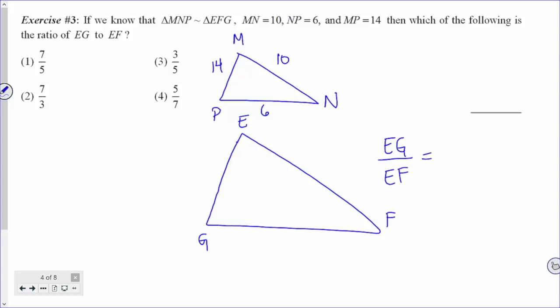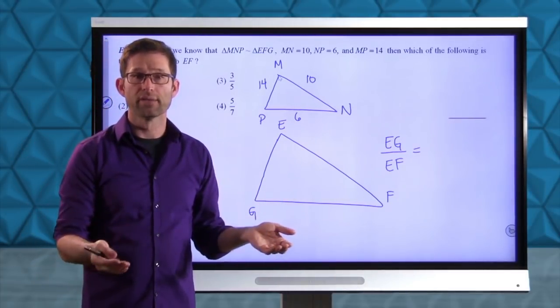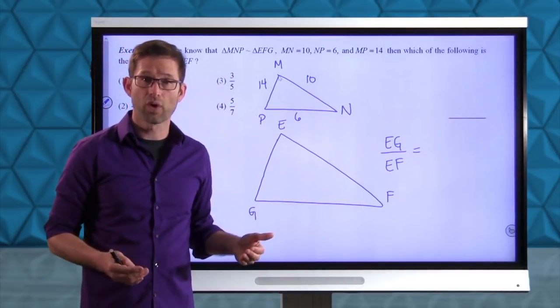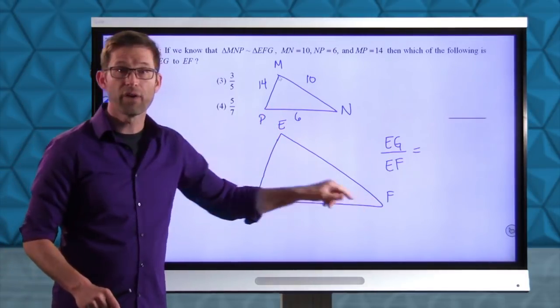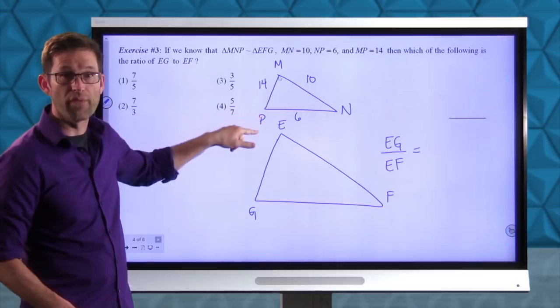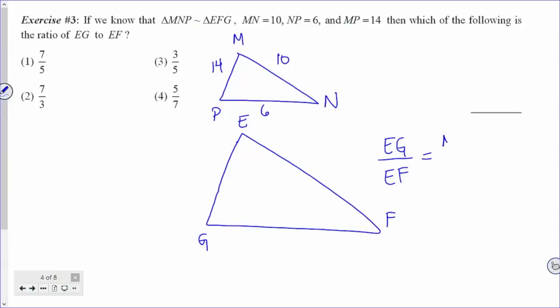And again, the idea here is very simple, right? The ratio of relatively positioned sides is equal between two similar triangles. Well, if I want the ratio of EG to EF, that's going to be the same as the ratio of MP to MN, right? That's got to be MP to MN, and that's 14 to 10, which reduces to 7 to 5. Choice 1.